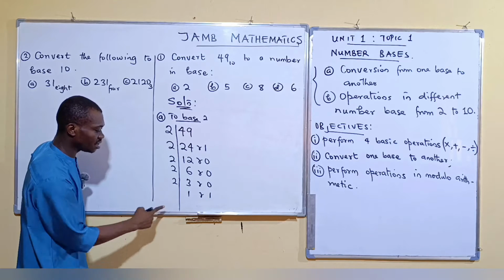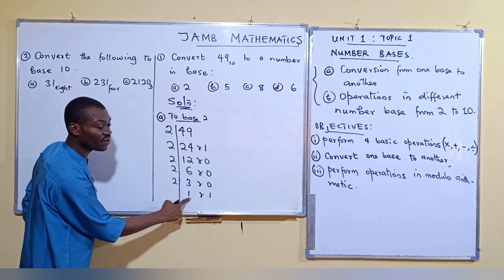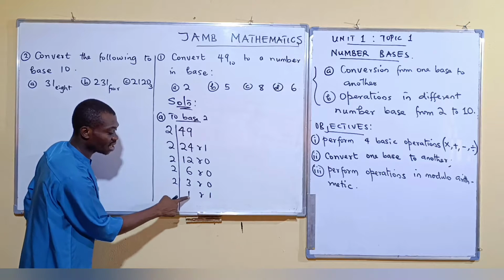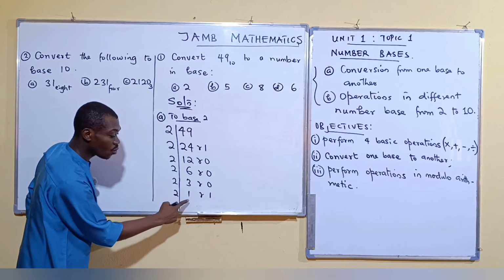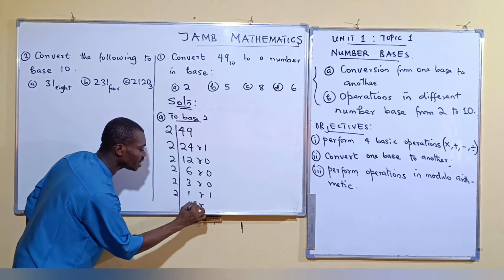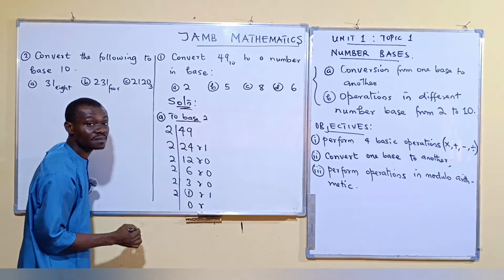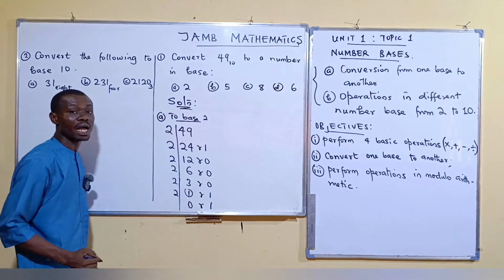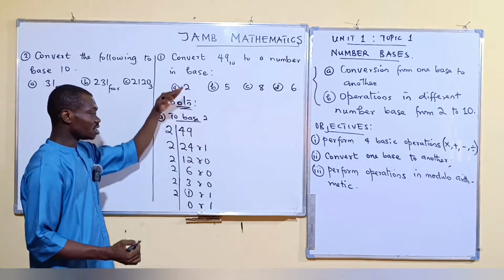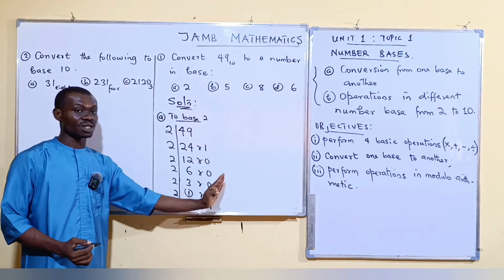And finally, you can see that 2 can no longer divide 1. So once you get to the point where this number can no longer divide what you have, you will now write 0, remainder, whatever you couldn't divide here. So that is now 1 in this case. Okay, so now this is the first step, successive division and recording of remainders.